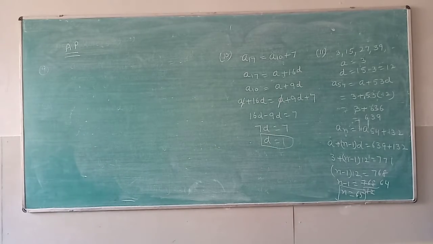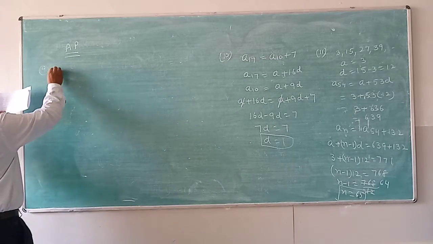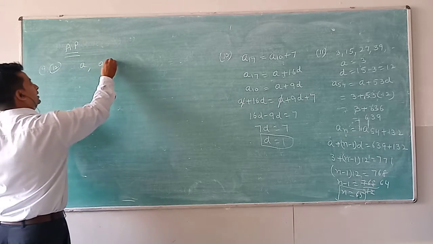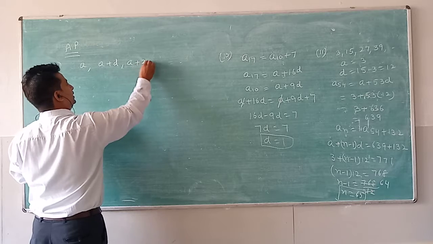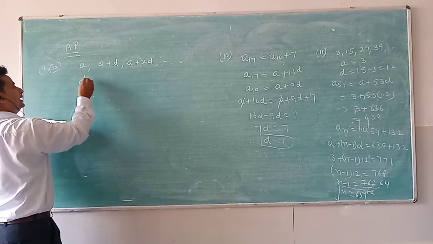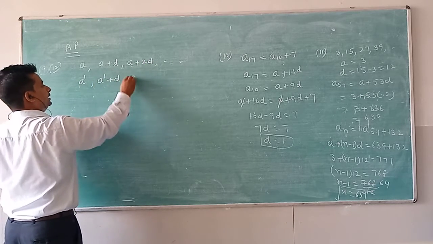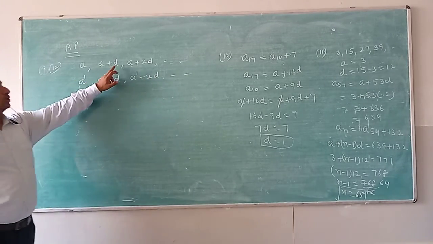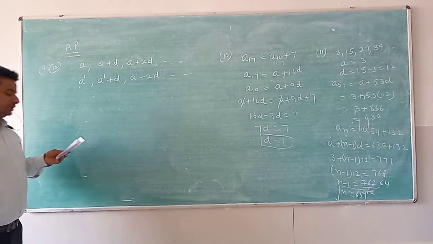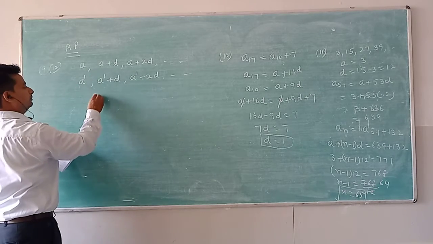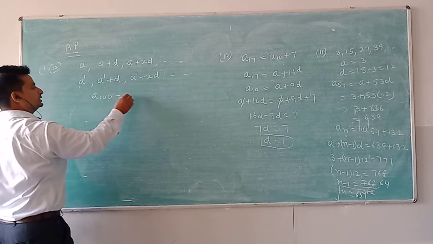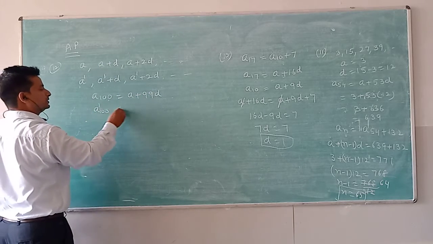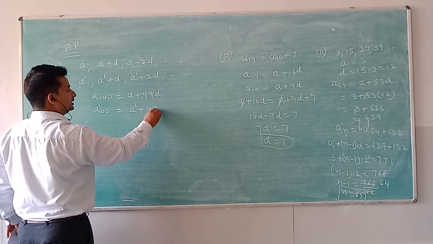In the next question, question number 12, two APs have the same common difference. This means a, a plus d, a plus 2d and so on, and a dash, a dash plus d, a dash plus 2d. These are the two APs in which the common difference is d. The question is about the difference between their 100th terms. We first find the 100th term of this AP, which is a plus 99d, and the 100th term of the other, which is a dash plus 99d.